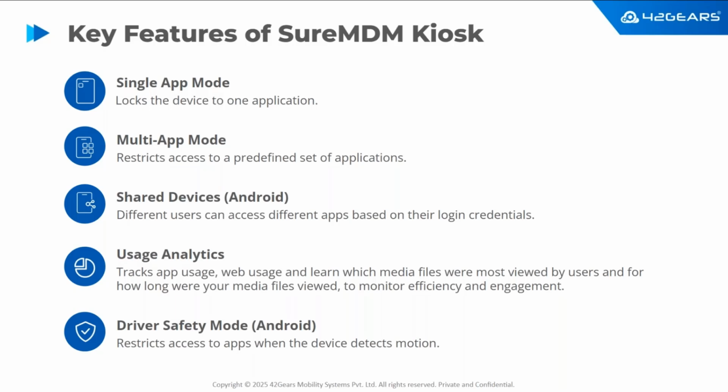And then comes driver safety mode. Again, it's available on Android. What it does is it locks down apps when the device detects motion, helping reduce distraction while driving. Say, for example, the speed limit is set for a particular logistics driver at 80 kilometers per hour. If the driver exceeds that speed, the device gets locked down automatically, and the admin also will get an alert. That way, it will protect the driver and even the device.